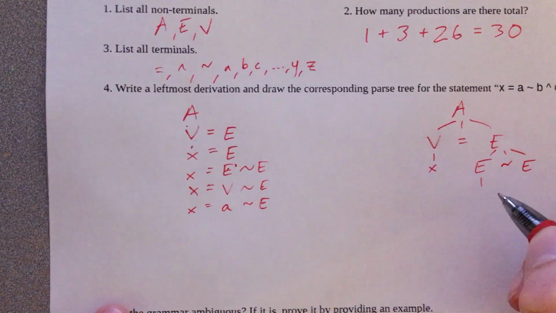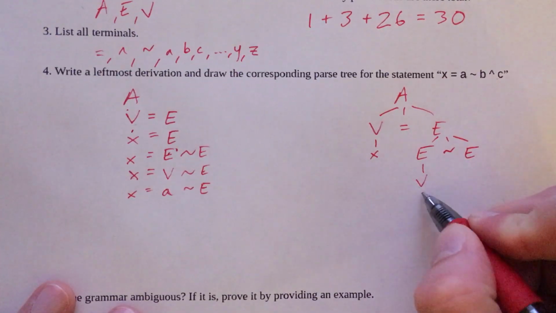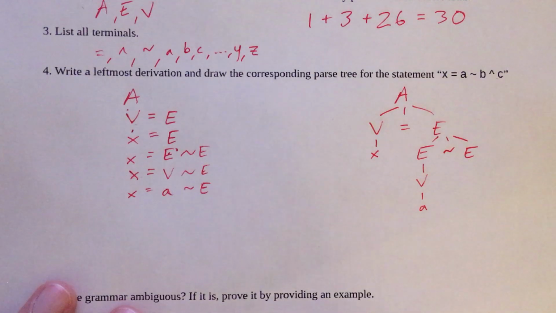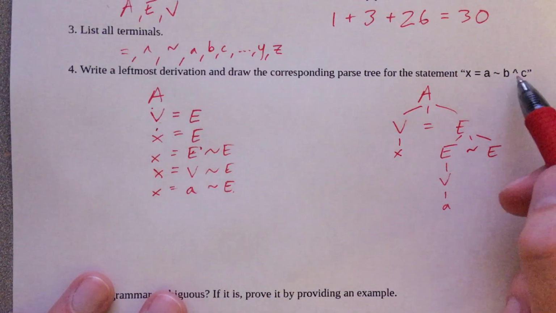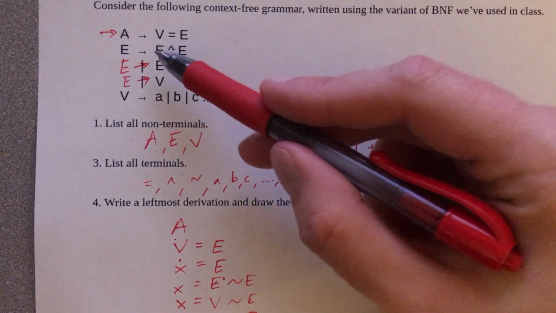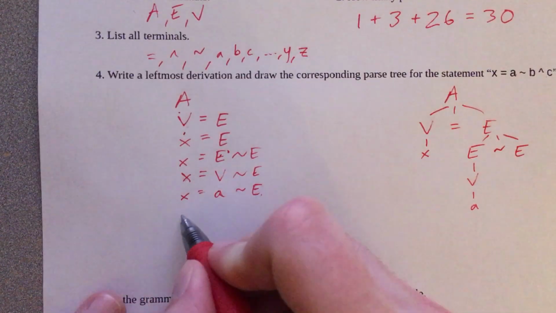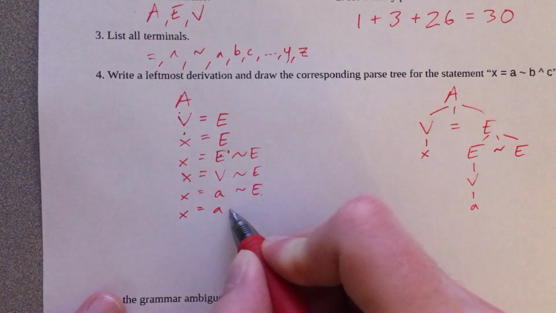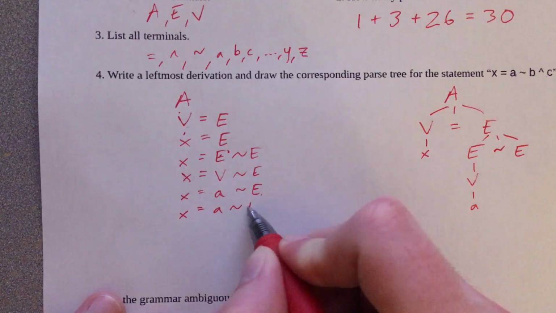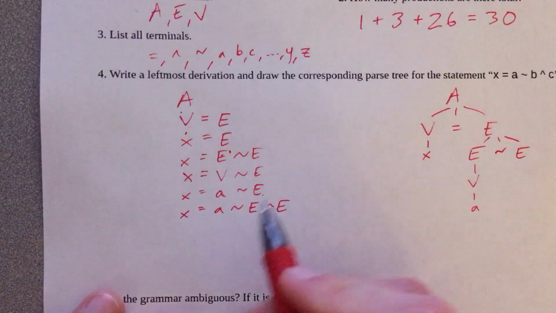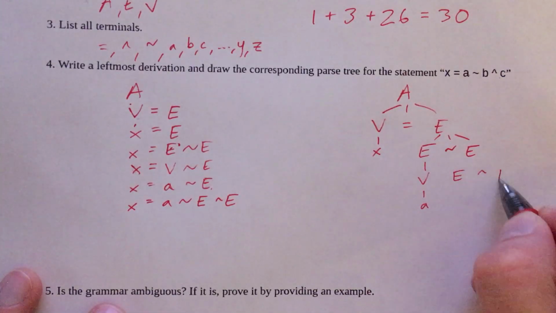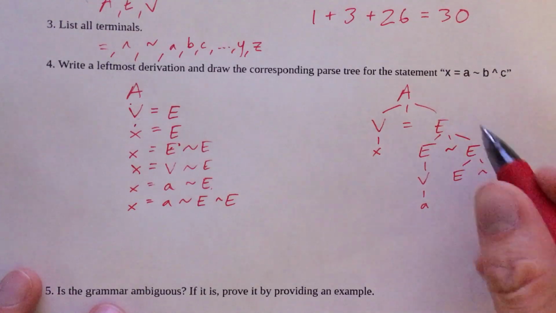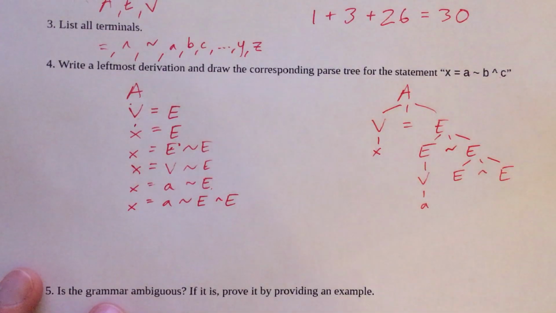And so what that means here on the parse tree side is that we have a V here and then we have an A. All right, so now we need to expand this E, and that's how we get the caret. So looking back up here, we can use this production. And now we have A tilde E caret E. And then on the parse tree side, we have an E caret E, and all of those are children of this E, which we just expanded.